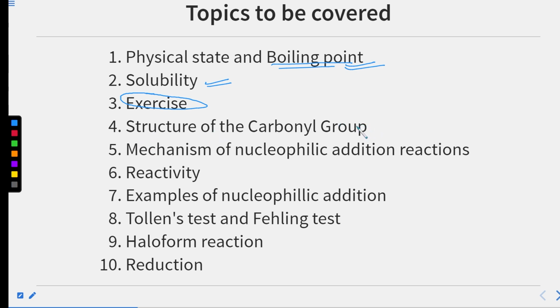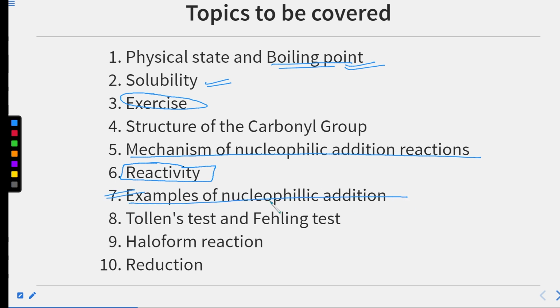Then again we will see the structure of the carbonyl group, which I covered in the first class of the aldehyde, ketone and carboxylic acid chapter. We will cover this again because to look at the reactivity, you must be clear about the structure. Then we will move to the mechanistic part of the nucleophilic addition reaction. Once we see the mechanism, we will be able to predict the reactivity, that is, the factors that affect it. And at last we will see some examples of nucleophilic addition.